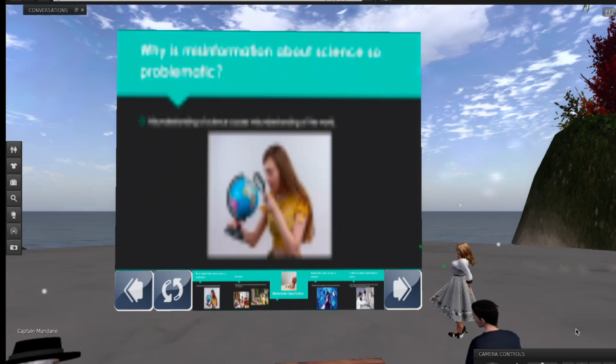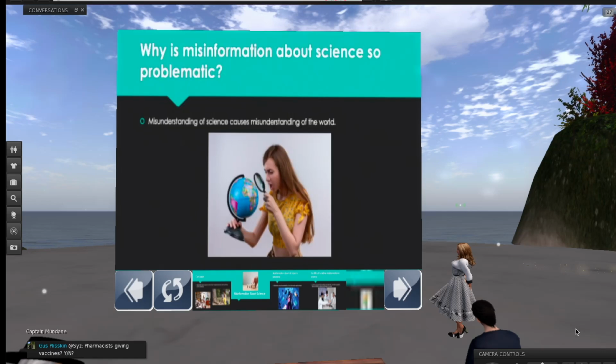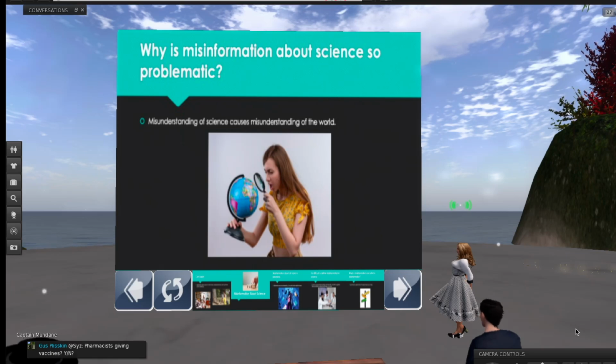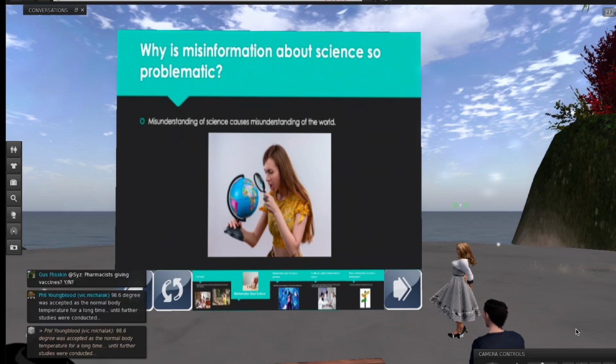The problem is that misunderstanding science causes misunderstanding of the world. Misunderstanding the world misaligns individual, community, and governmental choices and preferences.